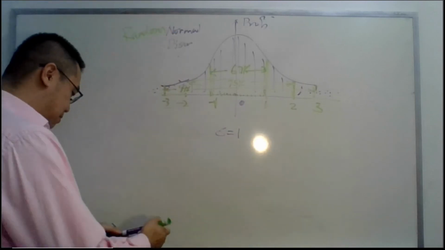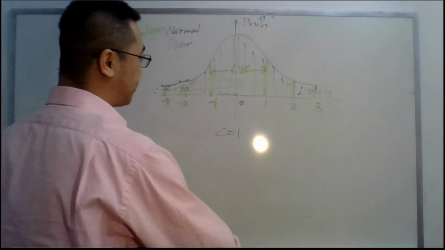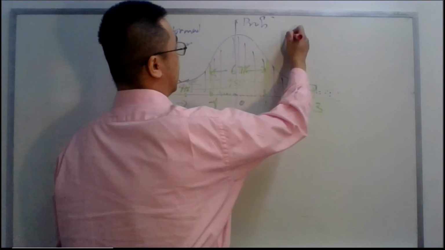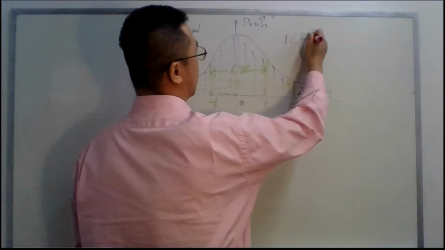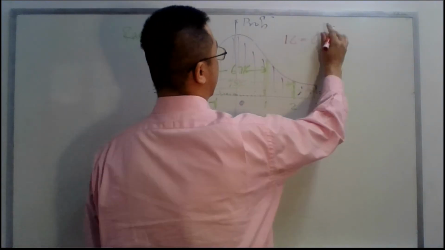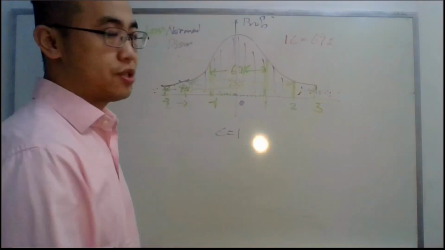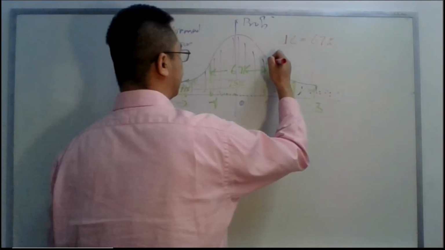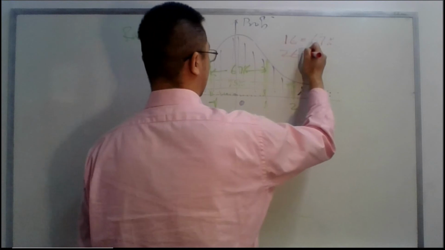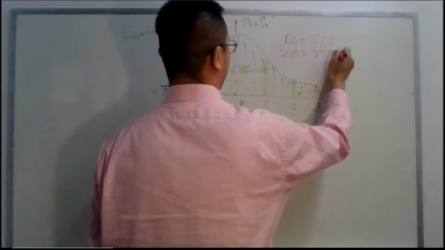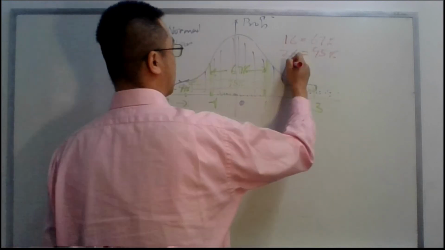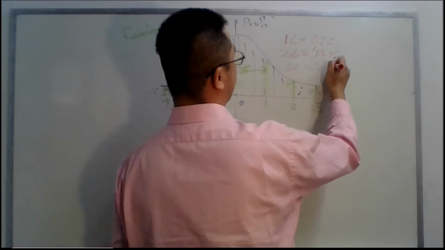So here are some numbers I want you guys to remember. 1 standard deviation away covers 67% of your total possible outcomes. 2 standard deviations away covers 95%. And 3 standard deviations away covers 99%.